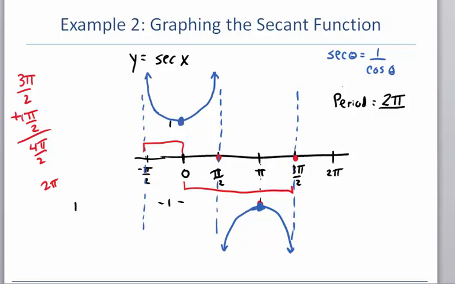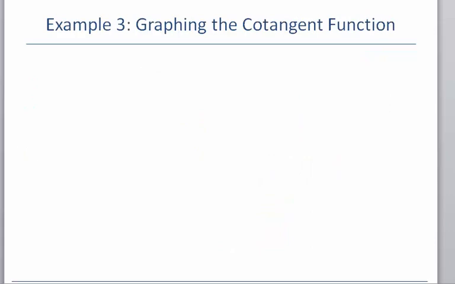Okay, so lastly, let's look at our cotangent function. Now, our cotangent function is similar to our tangent function, at least in terms of the fact that it has asymptotes and the fact that the shape of the graph is kind of in that S shape. So the first question, again, is where are your asymptotes? And so we're going to use our identity that says that cotangent is cosine over sine. And so we're going to have asymptotes wherever sine is equal to 0.